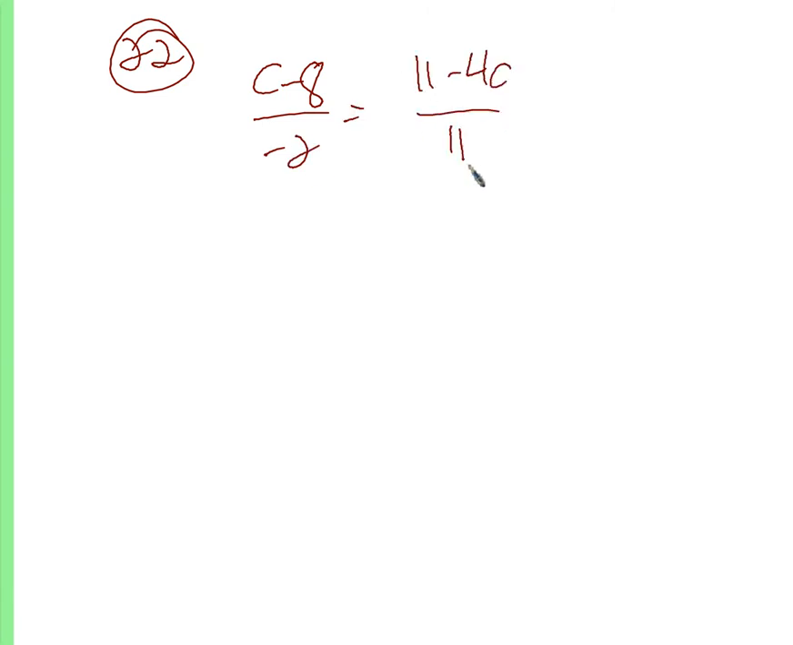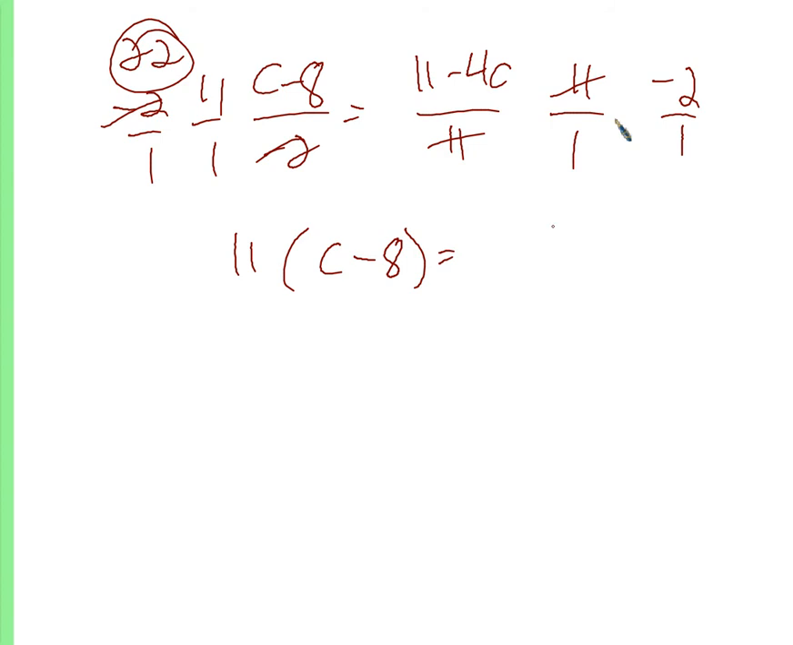That was 18. Now we're on to 22. All right. Now, let me go ahead and use cross multiplication, but I'm not ignorant of what I'm really doing. What I'm really doing is multiplying both sides by 11 to cancel out the denominator of 11, and multiplying both sides by negative 2 to cancel out this negative 2. When all's said and done, we get 11 times c minus 8 equals negative 2 times 11 minus 4c. So I'd encourage you to be able to explain that to somebody else.